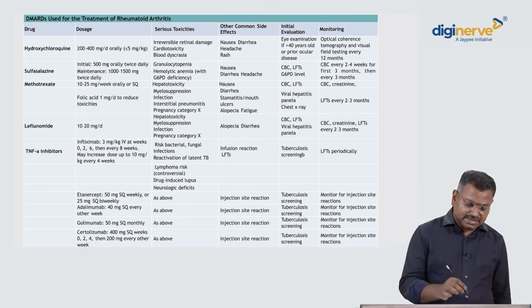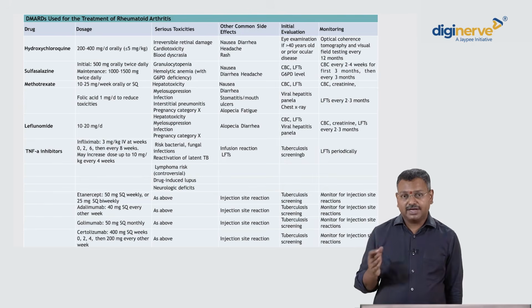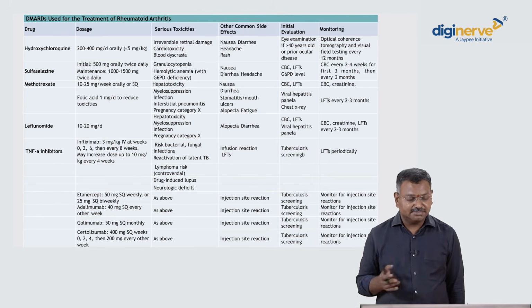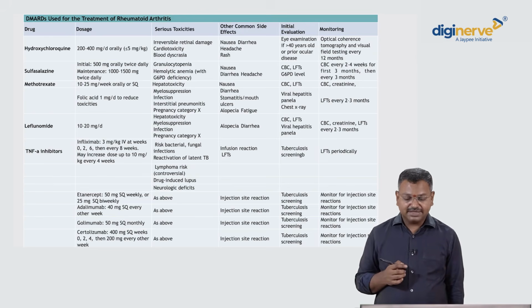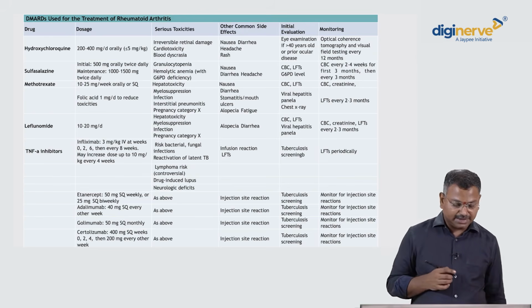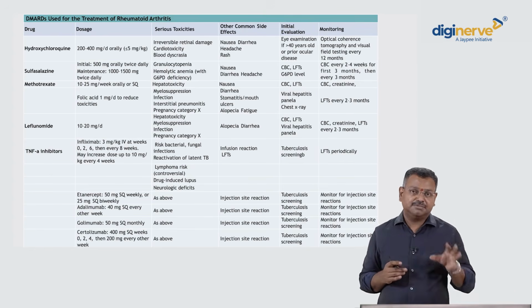The good drug that has come is leflunomide. Leflunomide is an orotate inhibitor, an orotic acid mechanism, at 20 milligrams per day. Only hepatotoxicity has to be monitored, and it cannot be used in pregnancy. So these are the main DMARDs that have been used.